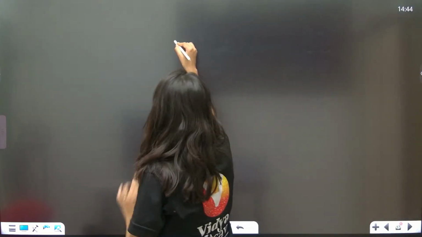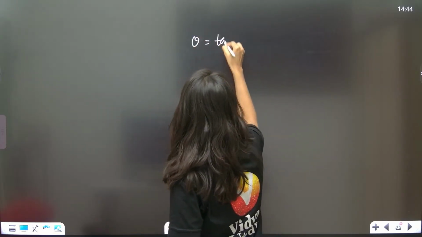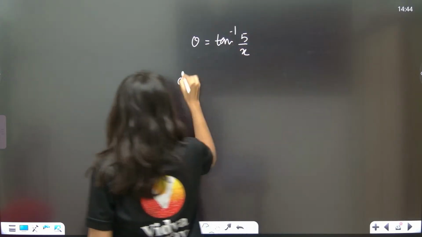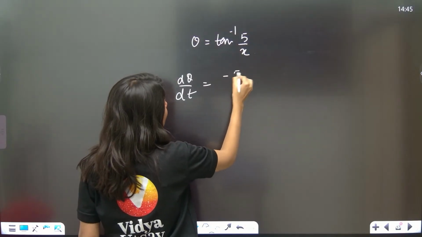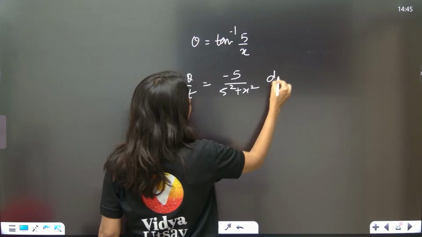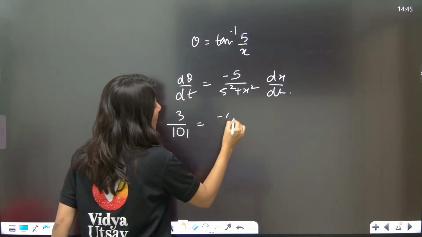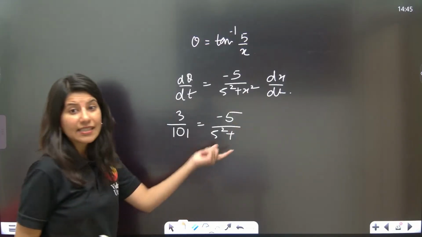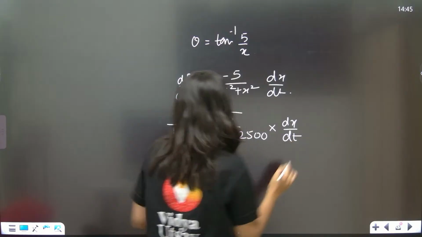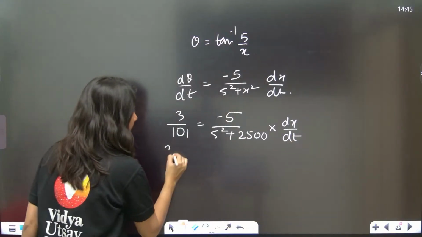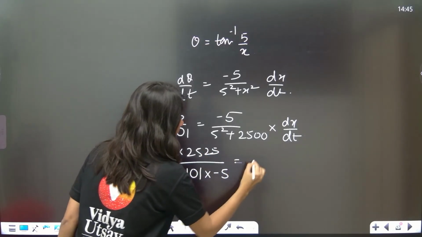Understand? See, theta is equal to what? Tan inverse 5 by x. Now d theta by dt, if you differentiate with respect to x, you are going to get minus 5 upon 5 square plus x square into dx by dt. Correct? Okay, now d theta by dt they are giving as 3 upon 101. This is minus 5 upon 5 square plus x equals 50, that is 2500, into dx by dt, which is what you are looking for. So you just need to calculate the value.